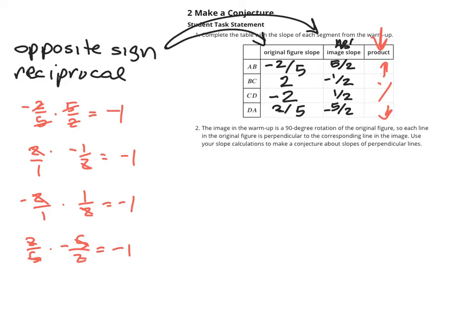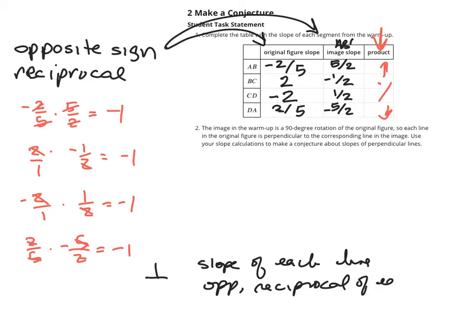So that's something we actually know about perpendicular lines. The slope of each line is opposite reciprocal of each other. And the product of perpendicular slopes is -1. Pretty cool, if I say so myself.